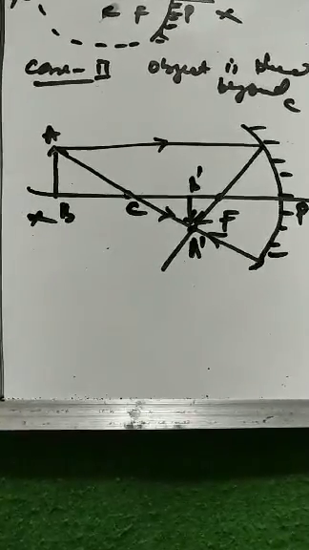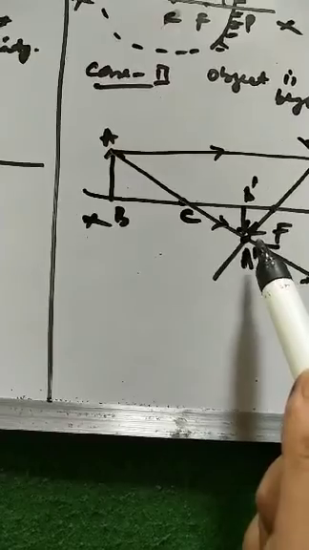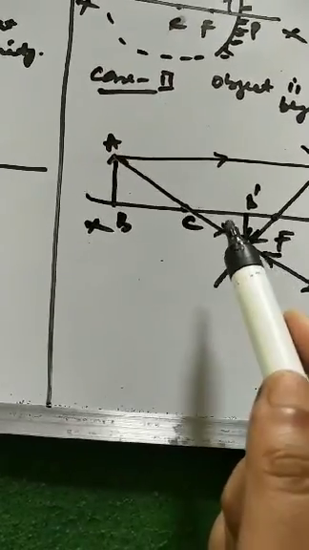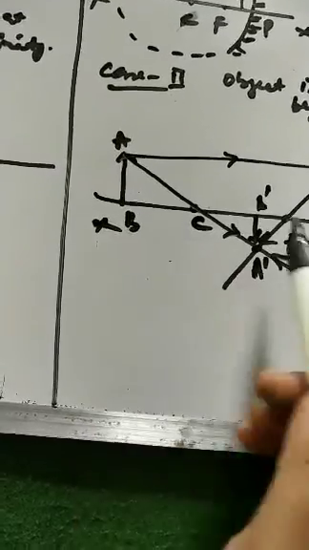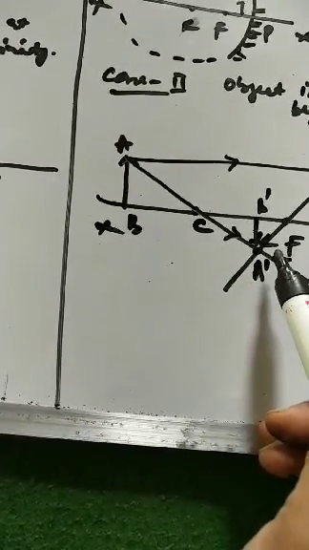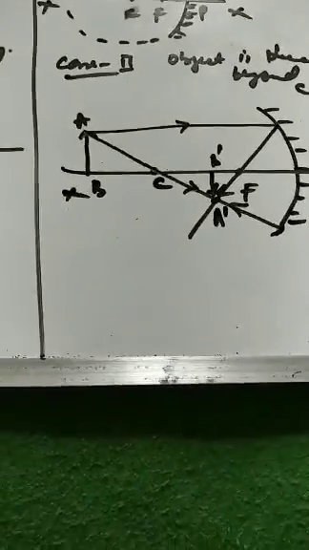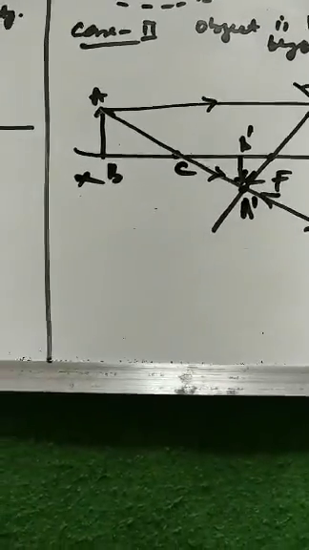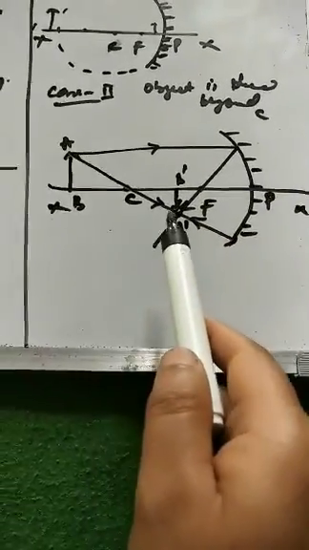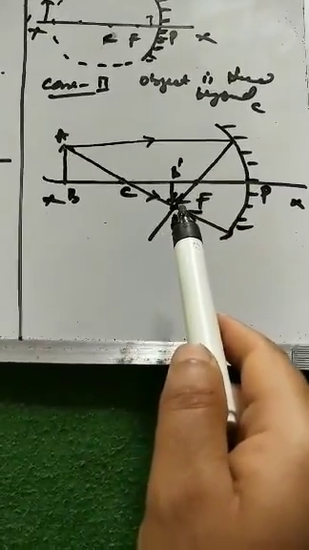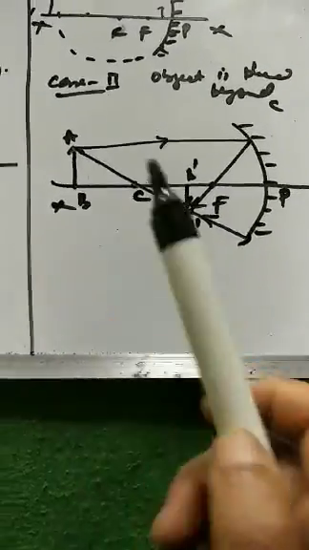What is the nature of the image? When the object is placed beyond the center of curvature, it is real and inverted. What is its size? It is smaller than the object. What is the position? It is formed between the center of curvature and the focus. So when the object is placed beyond the center of curvature, the image is formed between C and F. It is real, inverted and smaller in size than the object.